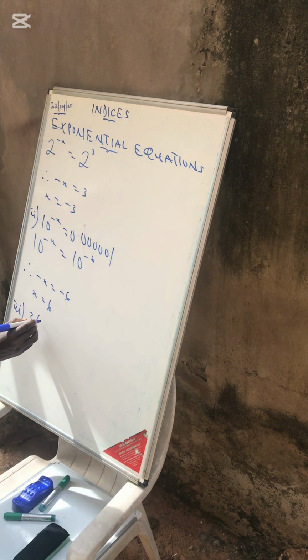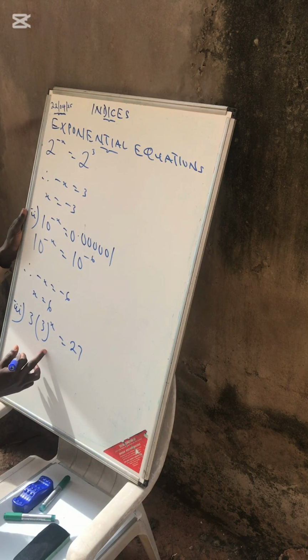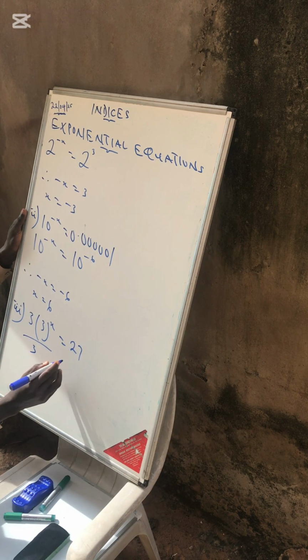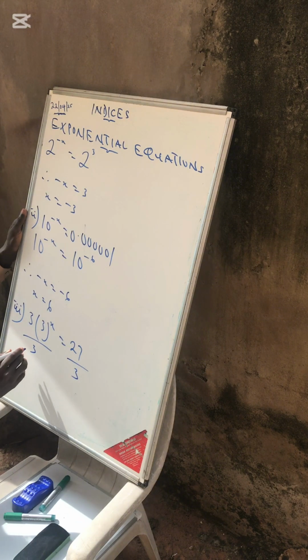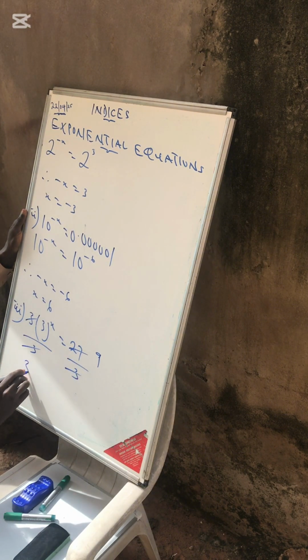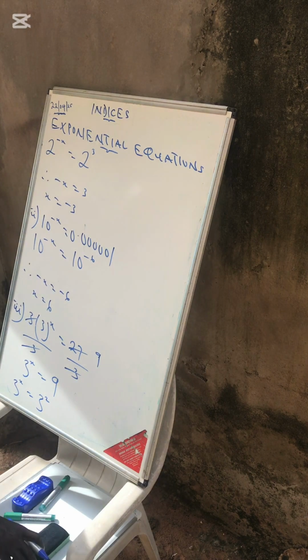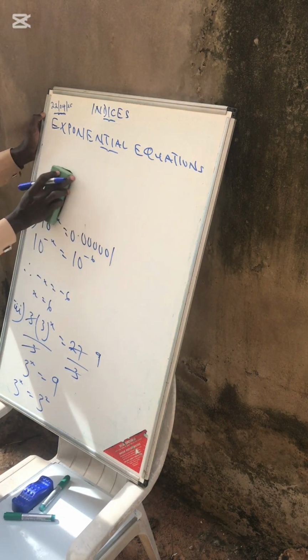3 into bracket 3 raised to power x equals 20. The first thing to do is to divide through by 3. 3 cancels 3. 3 here 1, 3 here 9. So that means 3 raised to power x equals 9. What is 9 as a power of 3? 3 raised to power 2. In the exam, nobody will tell you that that's wrong.